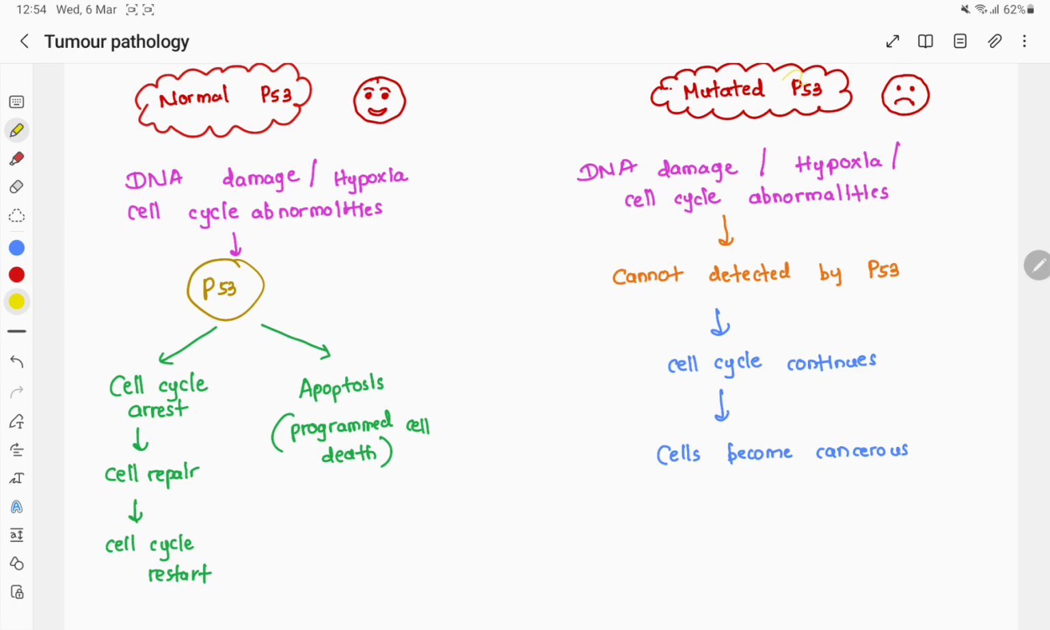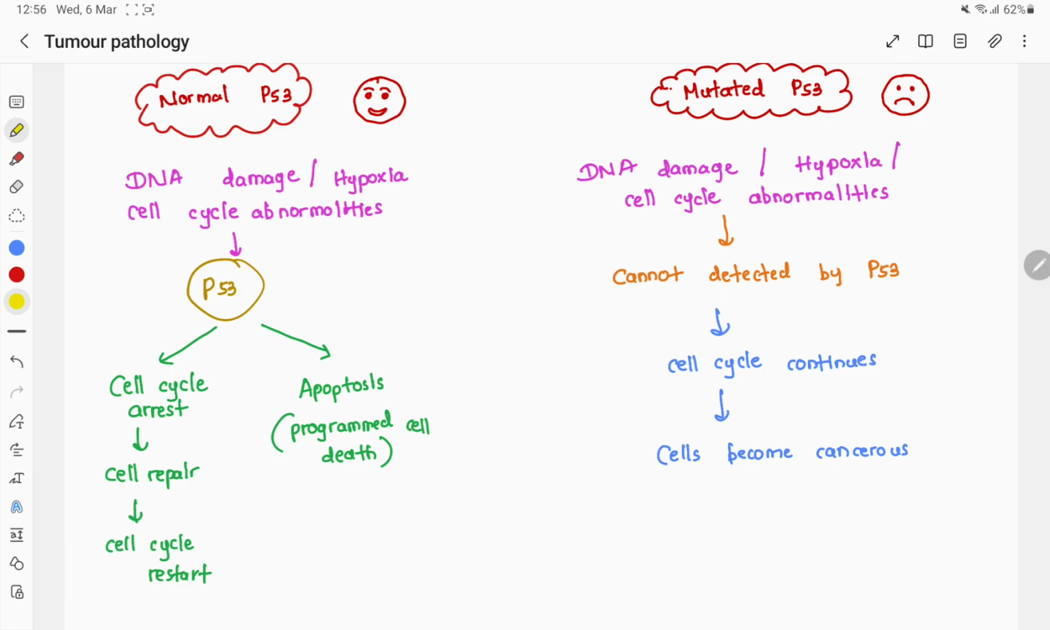So imagine now the p53 gene is mutated. If there is any DNA damage, hypoxia or cell cycle abnormality in a particular cell that is undergoing the cell cycle, because the p53 gene is mutated, it cannot detect that abnormality in the cell. So this mutated p53 gene does not arrest the cell cycle then and there. What happens is the damaged cell continues to divide in the cell cycle, which may result in a cancer.